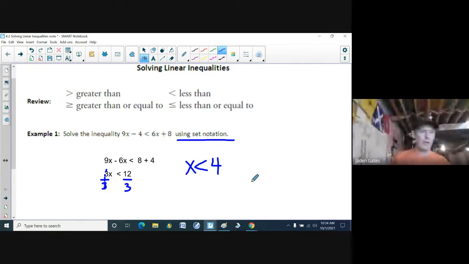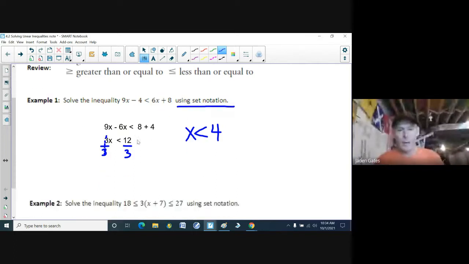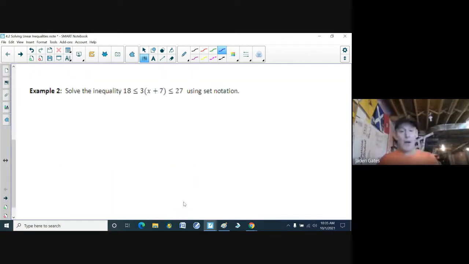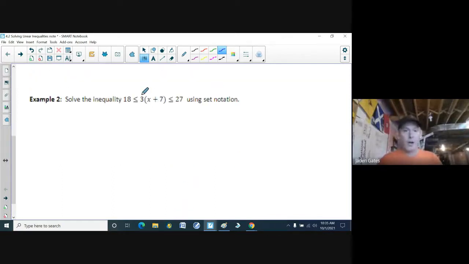But things do get a little bit different. For instance, I get to example 2, where it's solve the inequality 18 is less than or equal to 3 times x plus 7, less than or equal to 27. So I have a double inequality here.